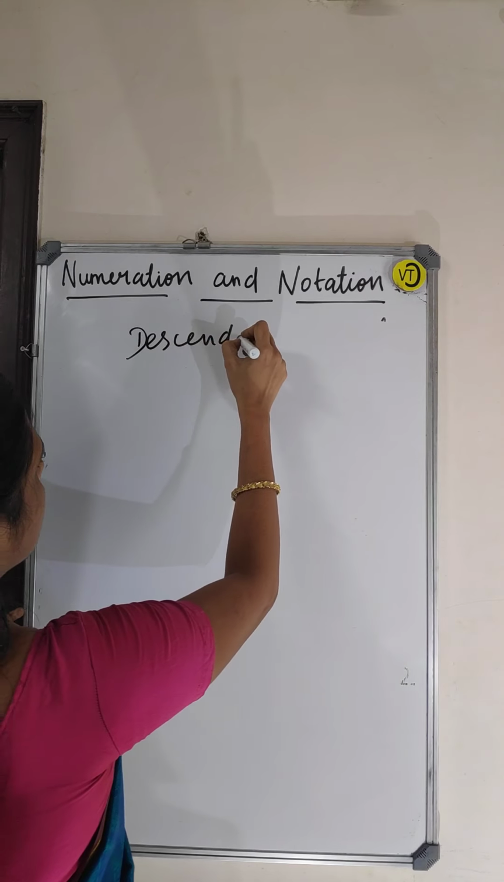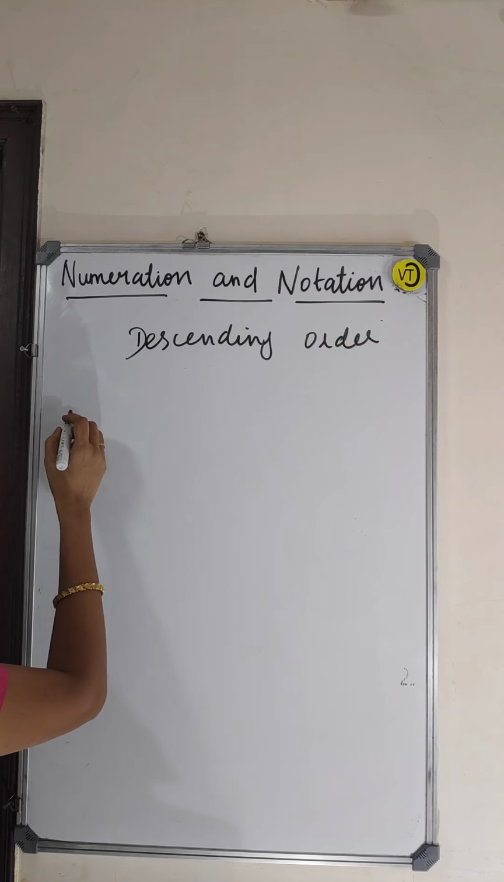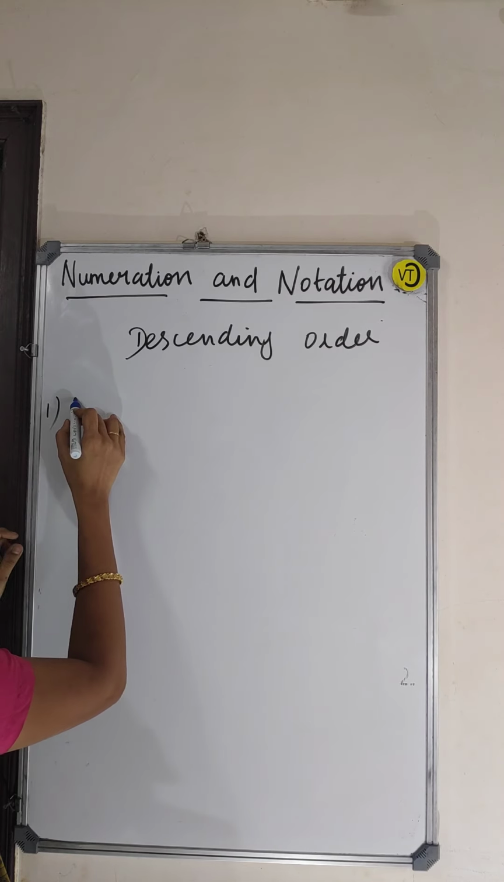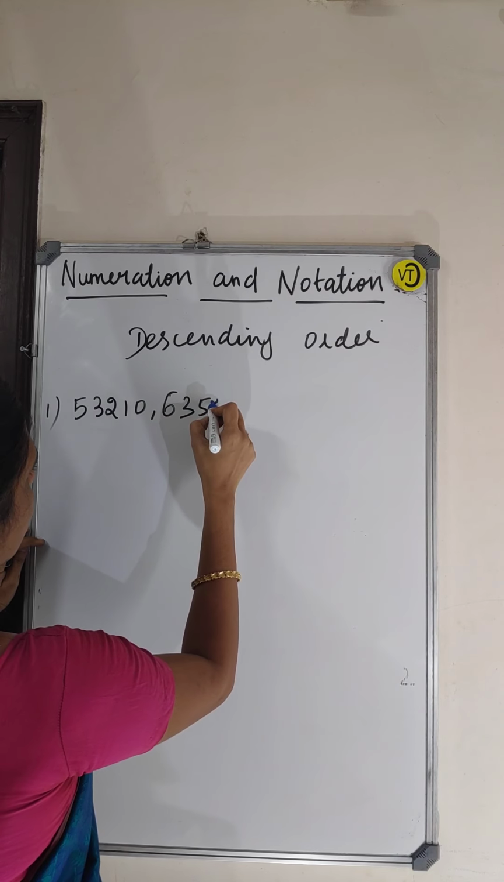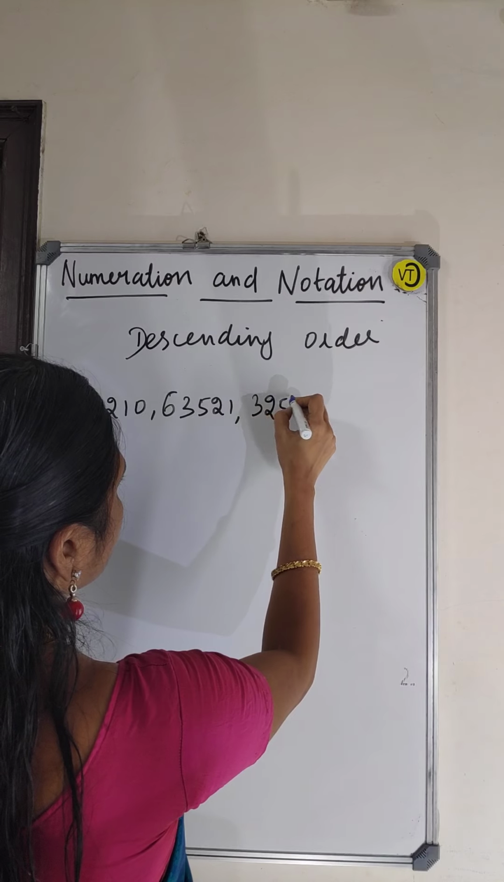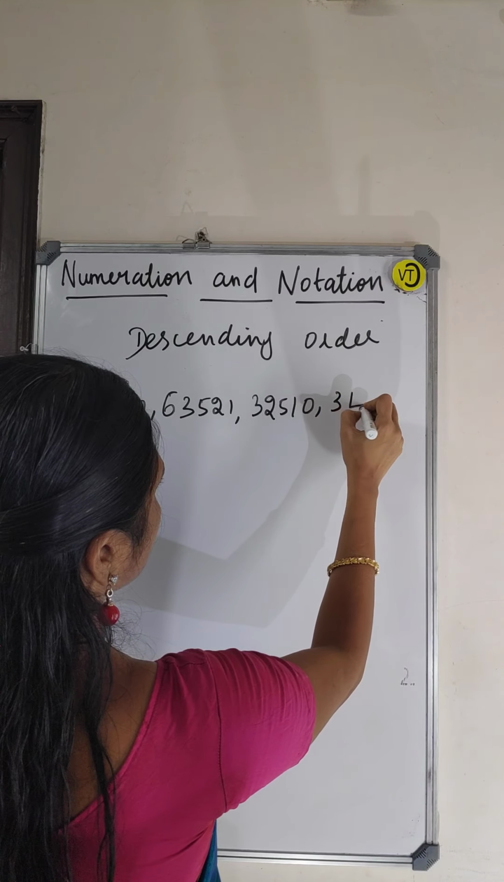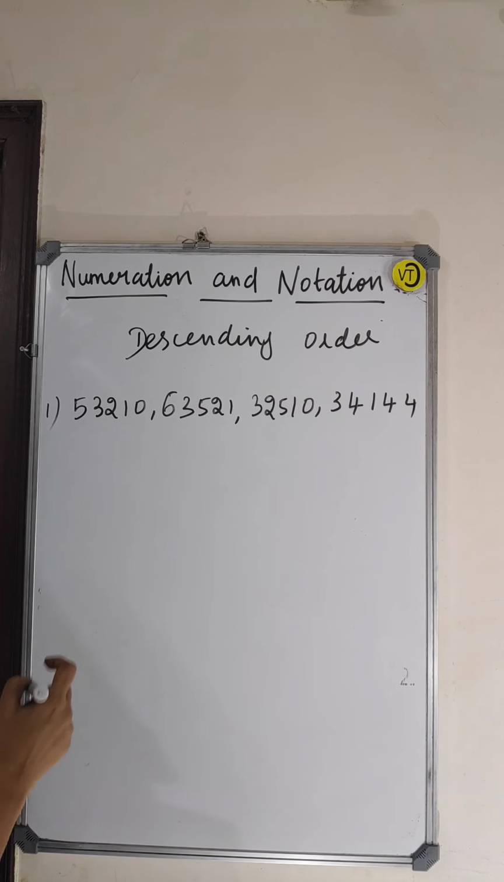Descending order. Okay, descending order, how can I write? One question I am giving: 53210, 63521, 32510, 34144. Okay, like that. Descending order, what is that?